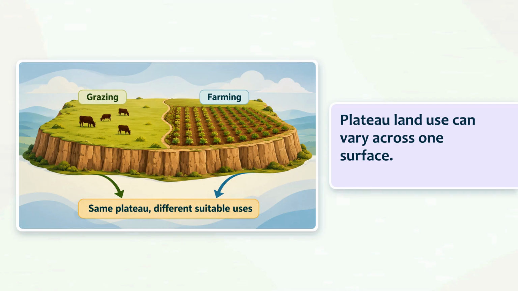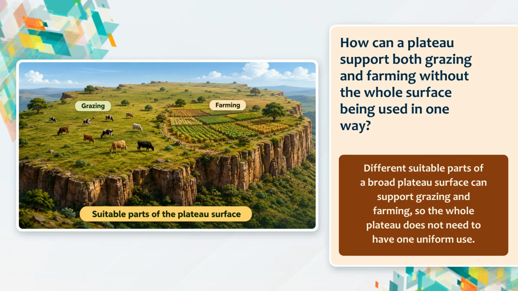Plateau land use can vary across one surface. Grazing and farming need not occupy every part. Compare the two use zones on the same plateau top. How can a plateau support both grazing and farming without the whole surface being used in one way?